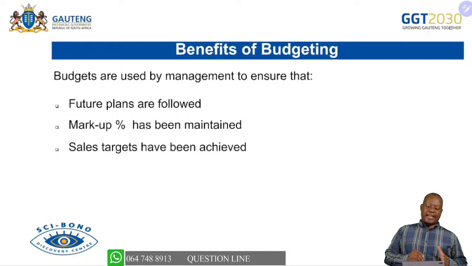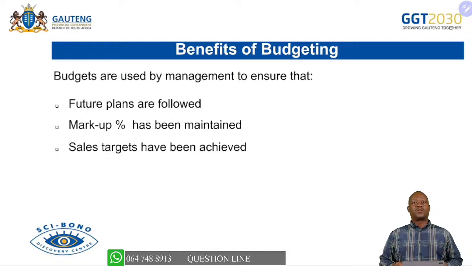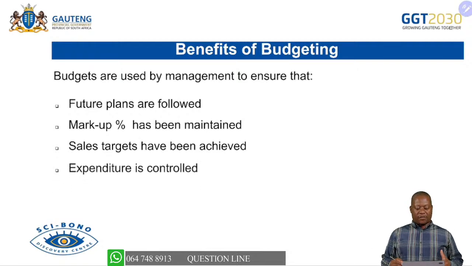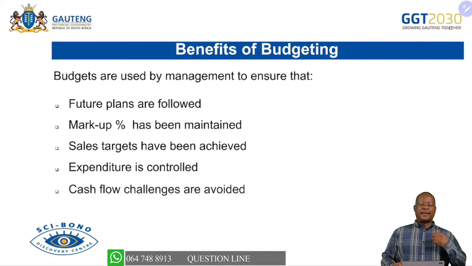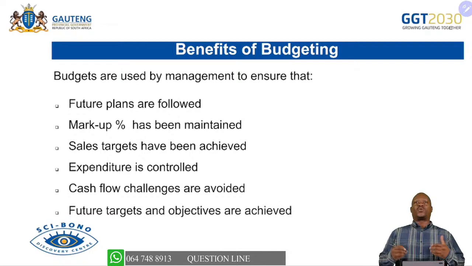It also ensures that sales targets have been achieved. So we are going to check how much we are going to budget to advertise and how much we are going to expect as sales so that all can be in line with what we are looking for as a business. It also ensures that expenditure is well controlled. And then lastly, the cash flow challenges are avoided. When we know we are going to have a challenge, then we can be in a position to avoid it. And then future targets and objectives that the business has set itself have been achieved.